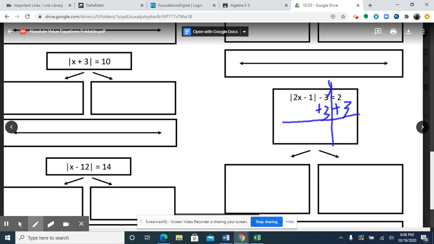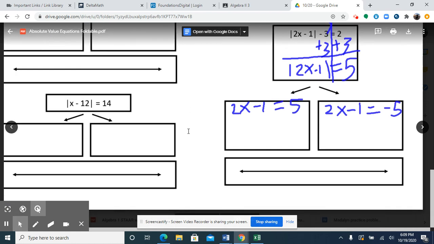So we have plus 3 on both sides. That means we're going to have the absolute value of 2x minus 1 equal to 2 plus 3, which is 5. Now that our absolute value is by itself, we can split into our two separate equations. So 2x minus 1 equals 5, or 2x minus 1 equals negative 5. And now we just solve these as any regular equation.